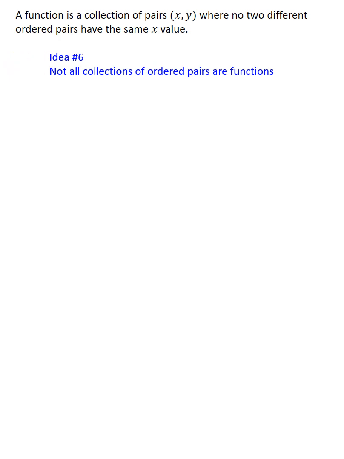Idea number 6. Not all collections of ordered pairs are functions. But wait, didn't I say earlier that a function is a collection of ordered pairs? Yes, that's true. A function is a collection of ordered pairs, but there are also collections of ordered pairs that are not functions. And that's what we're going to see here with 2 different examples.